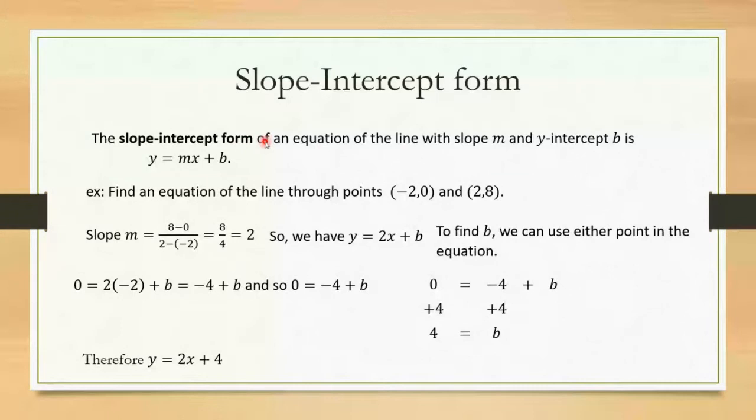Here, the slope-intercept form of an equation of the line, which has slope m and y-intercept b. So in other words, the line has slope m, and it's passing through the y-axis at number b, whatever b is. An equation of that line is y equals mx plus b. It's actually what you get from point-slope form. The point you would be using would be (0, b).